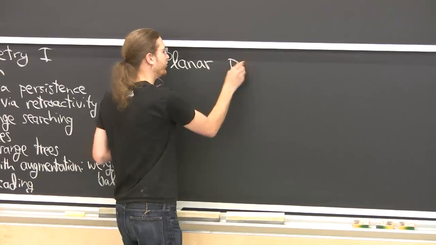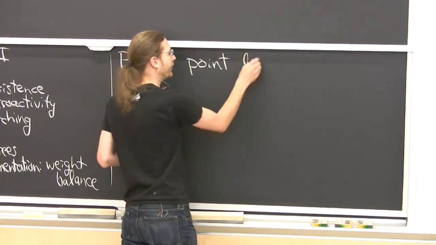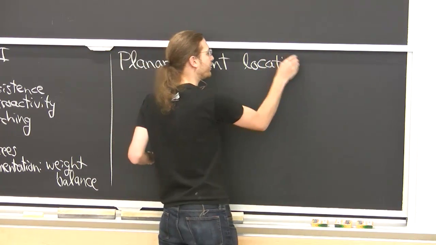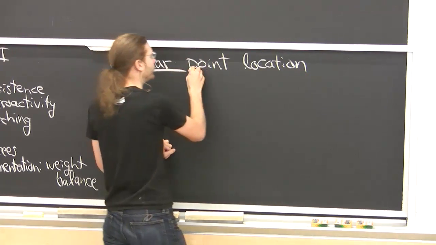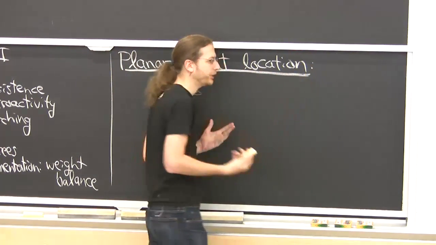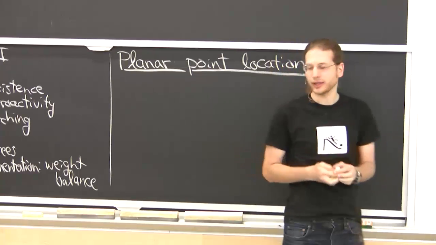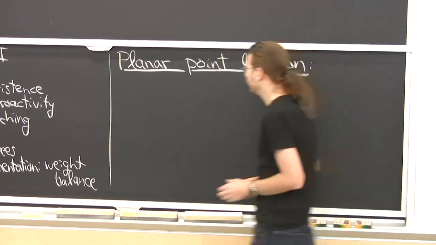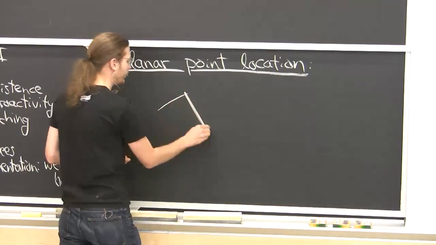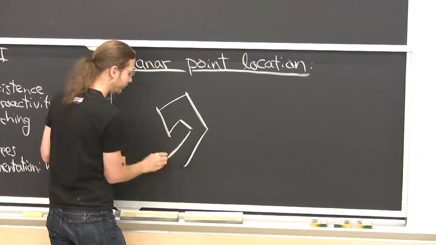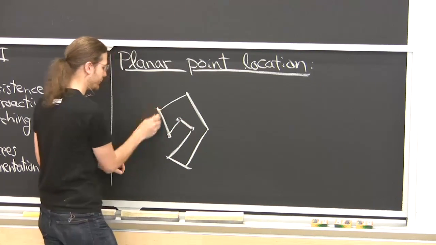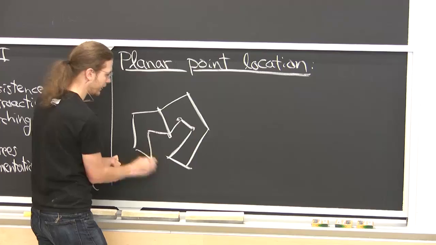Planar point location. You can do it in higher dimensions as well. In general, geometric data structures are about going to more than 1 dimension. Most data structures are about 1-dimensional ordered data. Now we have points in the plane. We might have polygons in the plane. So this is what we call a planar map.